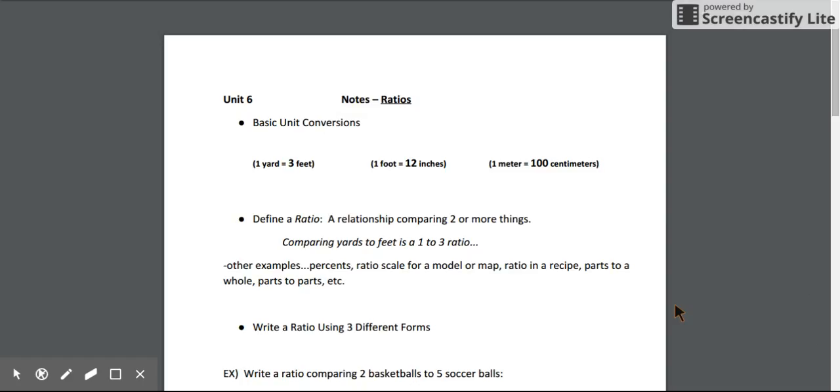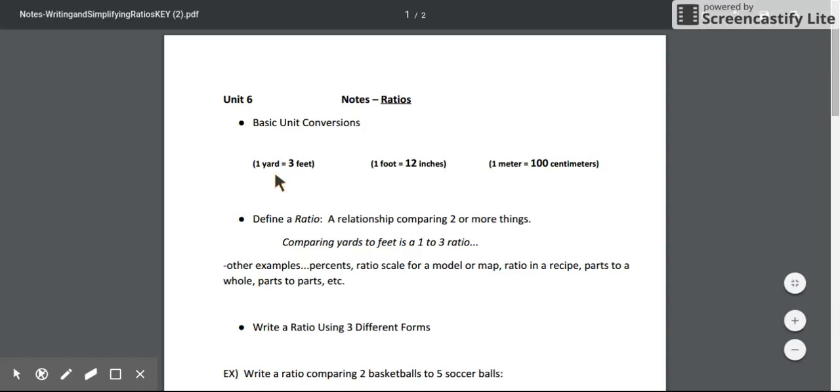In this video, I'm going to be explaining what ratios are and then how we can use them to find some unknown measures. There are a few basic unit conversions that we hopefully already know, but in case we don't, here they are. There are 3 feet in every yard, there are 12 inches in every foot, and there are 100 centimeters in every meter. So hopefully we already know those.